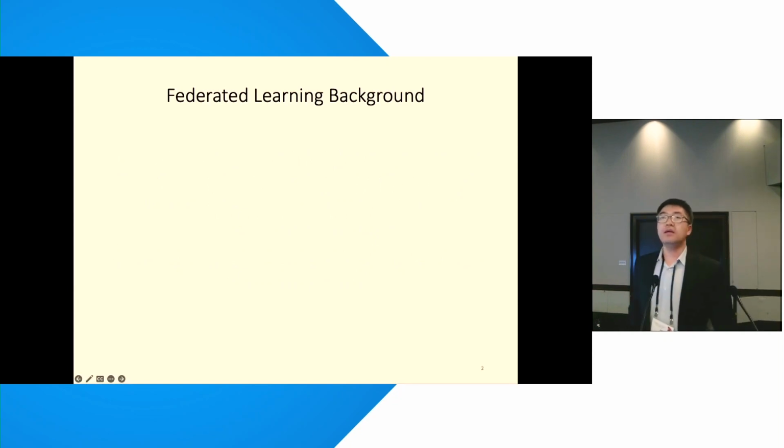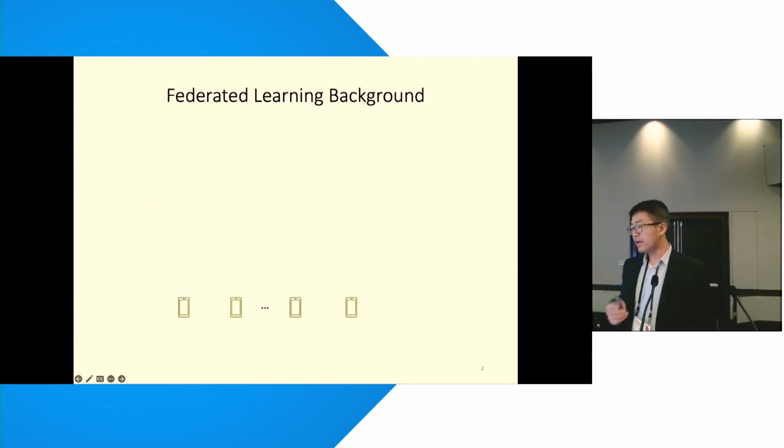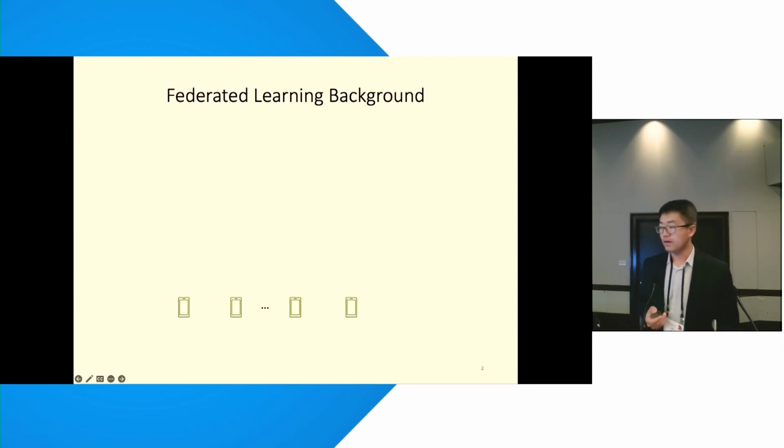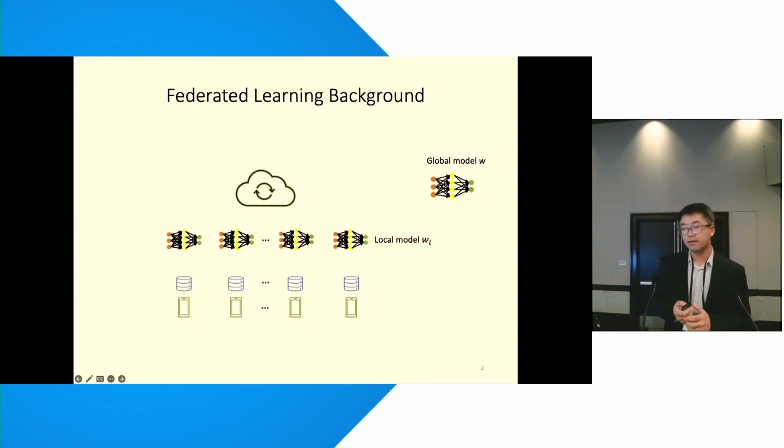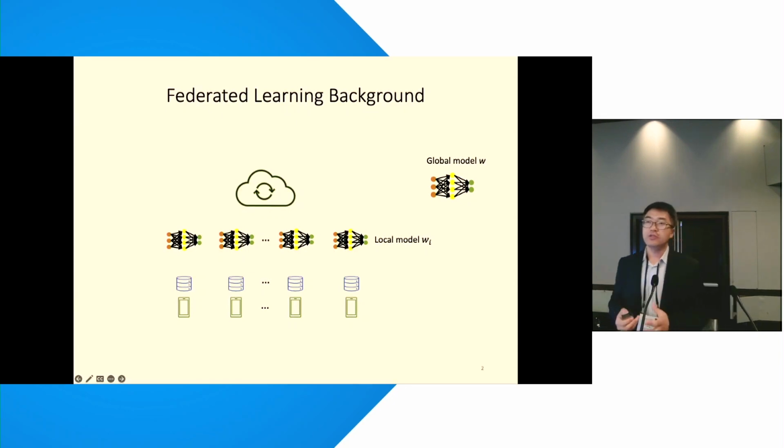As you know, in federated learning, we are given some clients. These clients could be smartphones, IoT devices, self-driving cars, and so on. Each client has some training data locally. We are also given a cloud server. The cloud server maintains a machine learning model called global model W. Each client also maintains a machine learning model locally called local model. In federated learning, these clients jointly train the global model W iteratively.